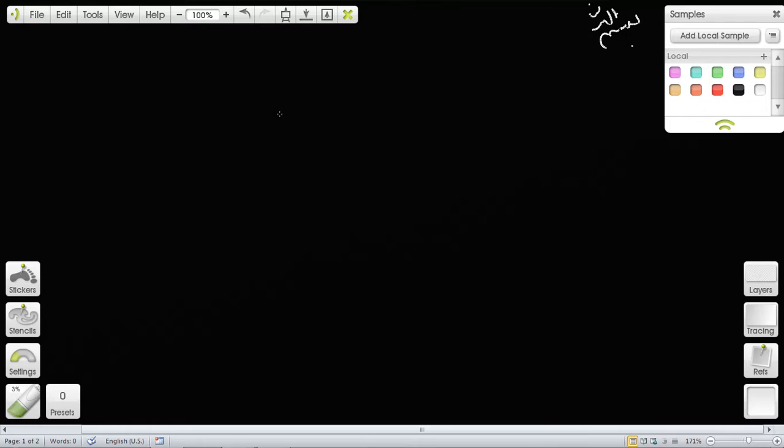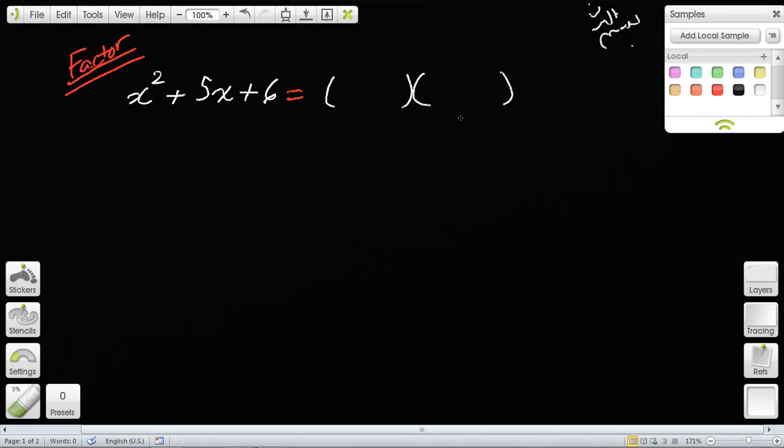Now, what we have to do is take x squared plus 5x plus 6. Now we have to factor this. So the instructions for us are to factor. Okay, so we are to factor this. Now that means we have to kind of unfoil this, right? So we have to go from there to there.